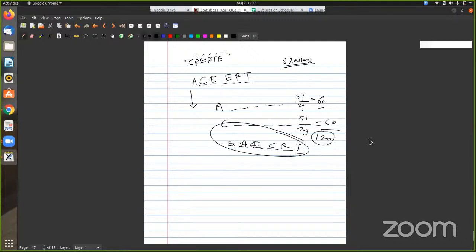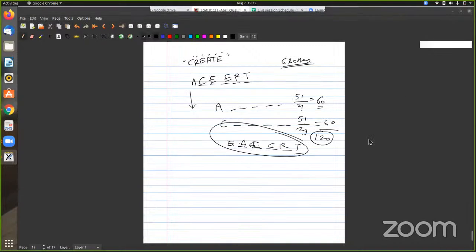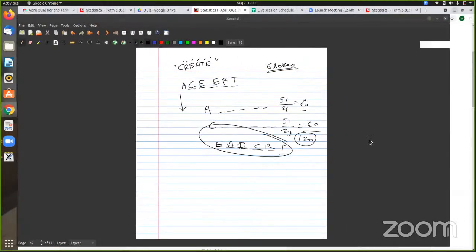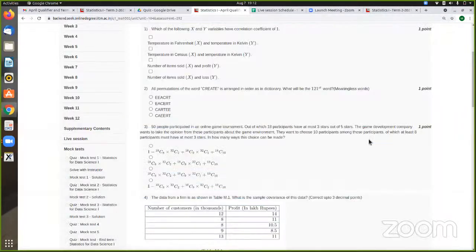That will be the 121st. So whenever you are finding out these kinds of words, first of all, you have to start with some letter which is coming first. Then you have to find the different possible permutations of that word. Then you have to calculate how many words are there. Then you can go to the next word like that.